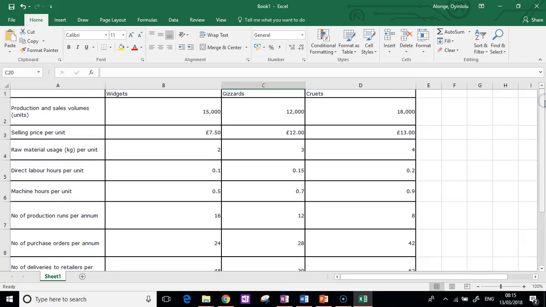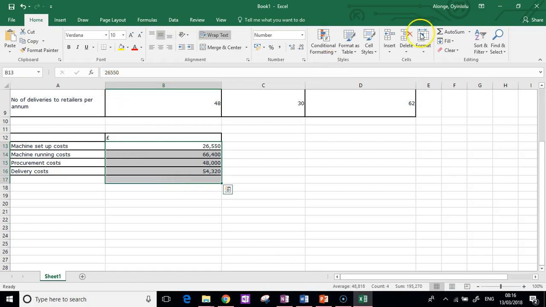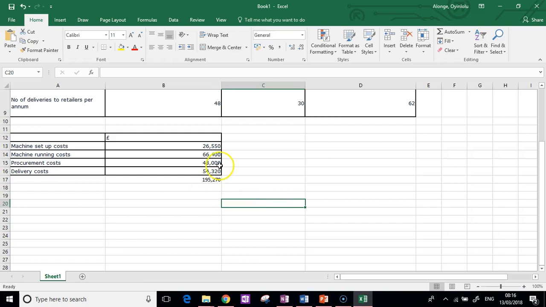This is the bit on activity-based costing where we have been able to break down those overheads that we talked about earlier on. I'm using Excel here just because I think this is slightly more efficient. You can see that's the total right there, the 195,270 we talked about earlier on. But now we're saying we can actually break this down. We can break up these costs.